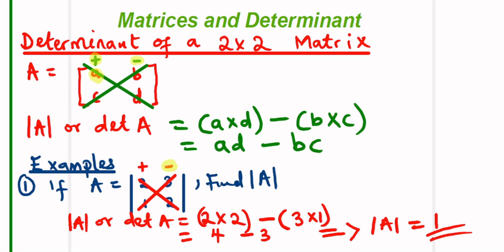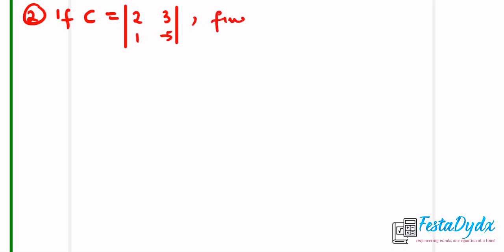Now let's move to number 2. Let's have another example. For example 2, if matrix C has the following elements: 2, 3, 1, minus 5. Find the determinant of C.